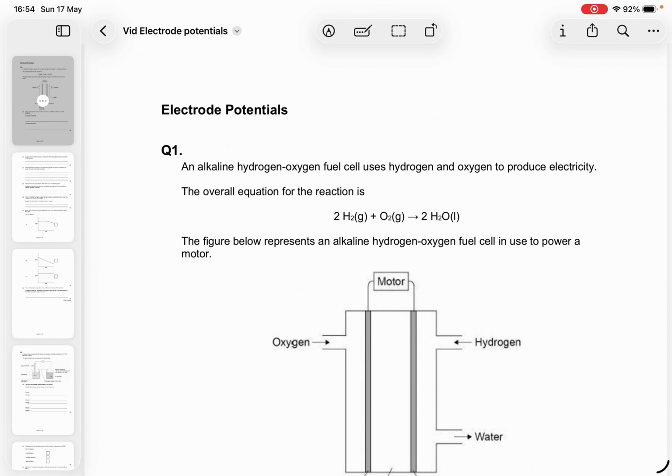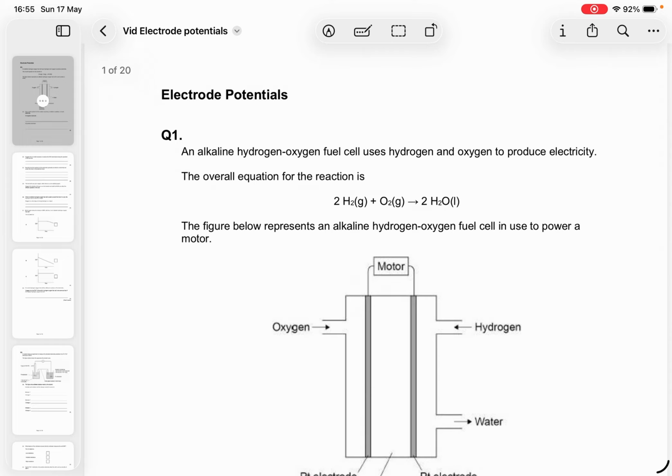Today's video will focus on electrode potentials, and like my other videos, I will go through a few questions on electrode potentials. A key topic: last year the examiner's report for AQA stated that nationally this topic was the most challenging topic and overall not well done by the majority of students. This comes under redox equilibria.